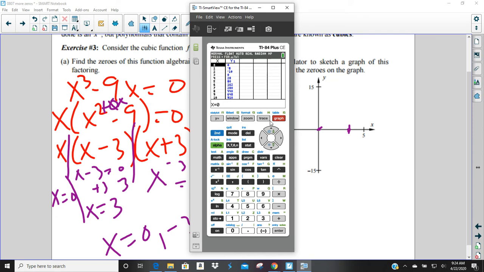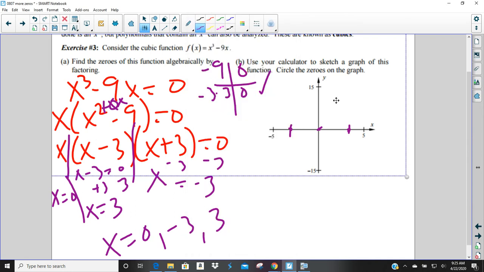So let's see. It looks like it's turning at -2, 10. And it looks like it's turning at +2, -10. So I'm going to put a point right here, and a point right here, and I'm going to draw the curve through. Okay, and that's it. Arrows on both sides because it keeps going to negative infinity and infinity.